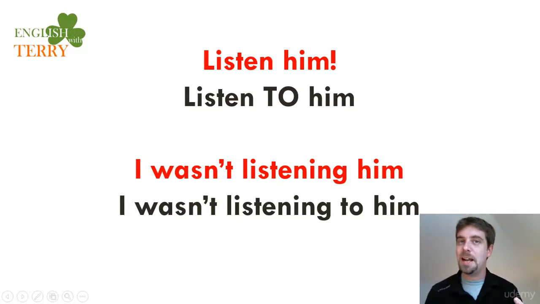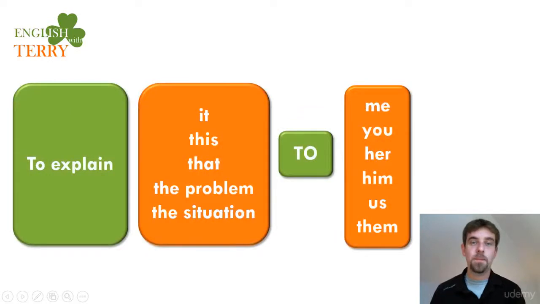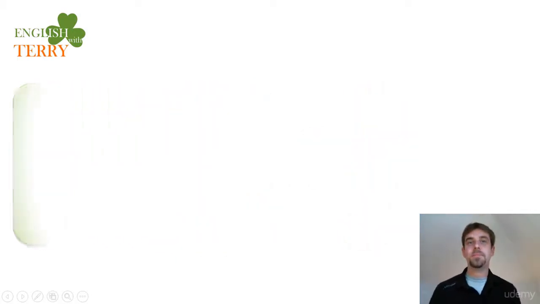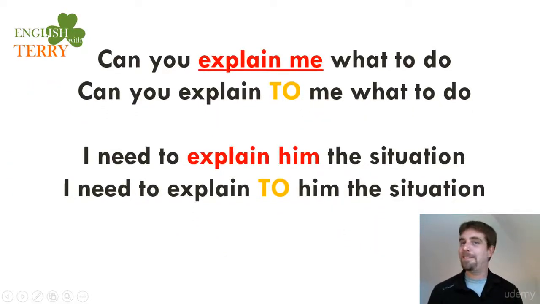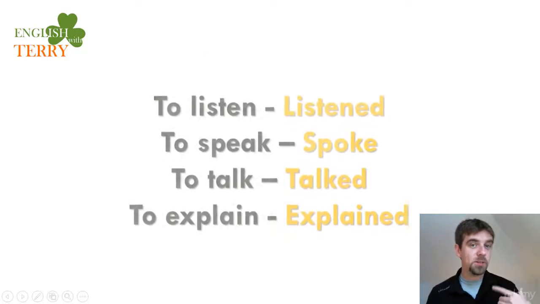I'm repeating the same idea because it's so important. Must have "to" before. The same idea here, right? To explain it, this, to me, to you, to him, to her. You see the idea? Must have "to" with these verbs. Can you explain me? No. Can you explain to me what to do? I need to explain him. No, we don't like that. I need to explain to him the situation. Okay? You're starting to see?